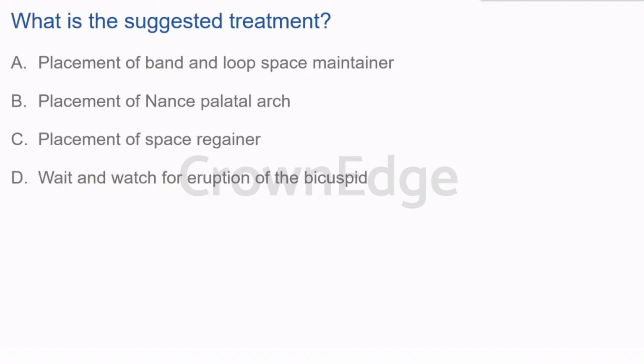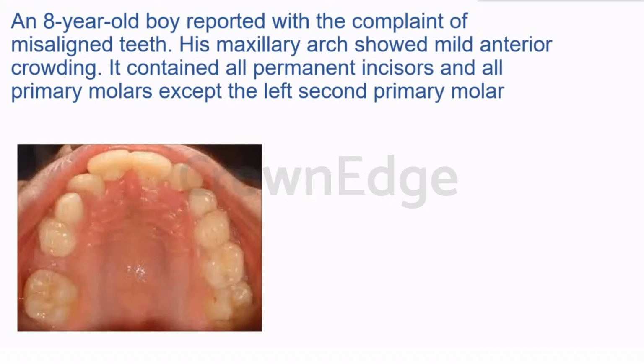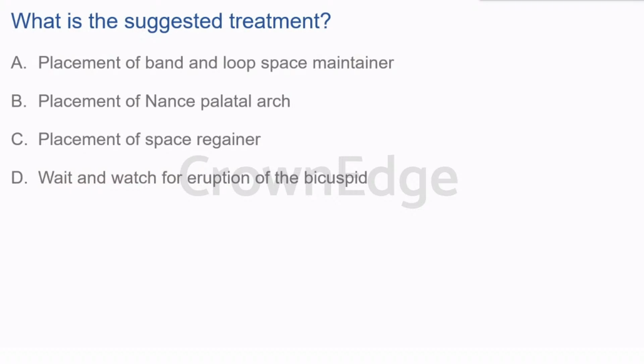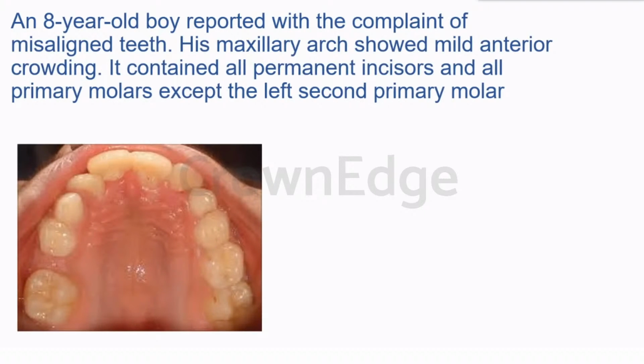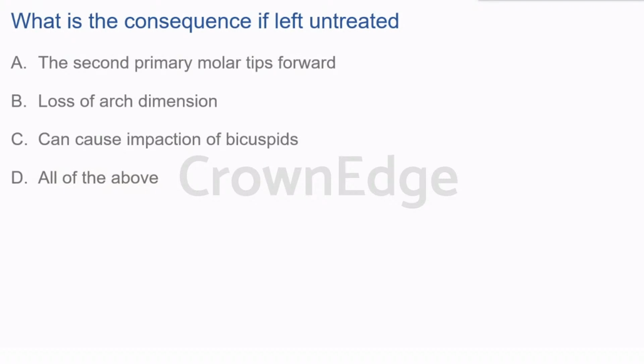Placement of Nance palatal arch. No, Nance palatal arch is also a space maintainer itself, so that cannot be given. Option C, placement of space regainer. Yes, because there is clearly around more than 2 to 3 mm of space loss in this region. So you need to give a maxillary space regainer for this case. Option D, wait and watch for the eruption of bicuspid. No, that is not the right option because the bicuspids will not come into their right position if you leave it untreated here. If you do not regain the space, they are going to erupt in a different direction. So the right option for this question would be option C.